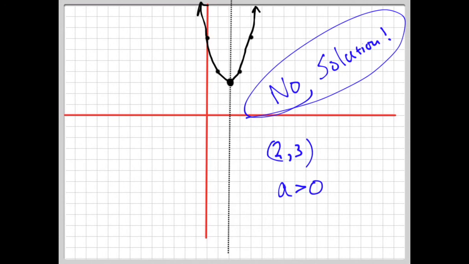When else could we have no solution? When our vertex is below the x-axis and a is less than 0, so it opens down. We'd also have no solution there.